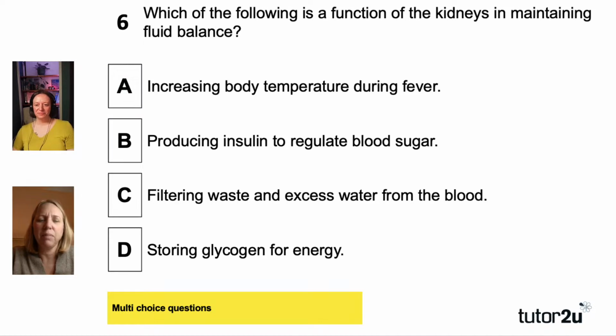Question 6, Lynn. Which of the following is a function of the kidneys in maintaining fluid balance? Is the kidney function increasing body temperature during fever? Or is it producing insulin to regulate blood sugar? Or filtering waste and excess water from the blood? Or storing glycogen for energy? So which of the following is a function of the kidneys when they need to maintain fluid balance?